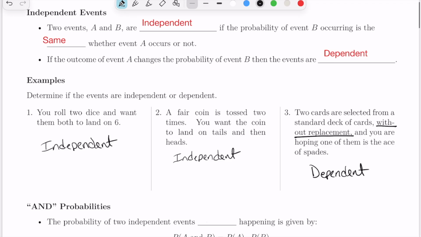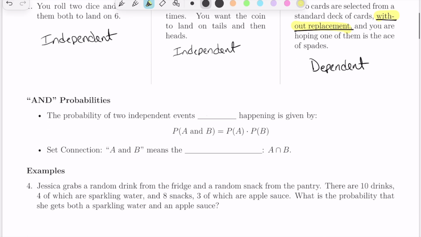And you'll notice the thing that I underlined here: without replacement. Pretty much anytime you see that, that means you're going to be working with dependent events. Because if you're doing this without replacement, then the probability does change.